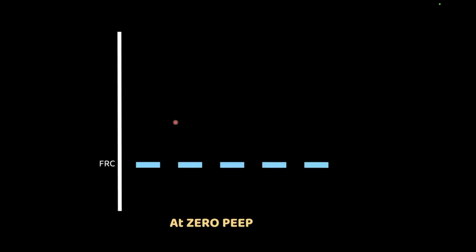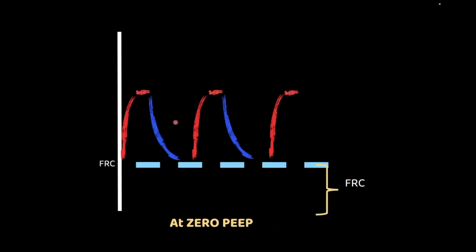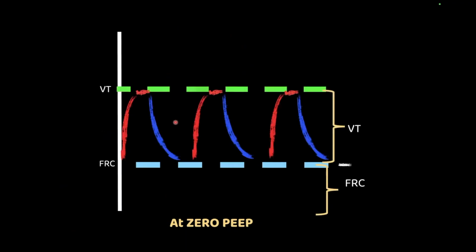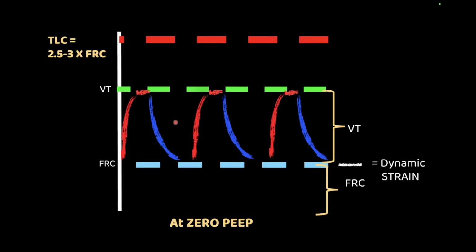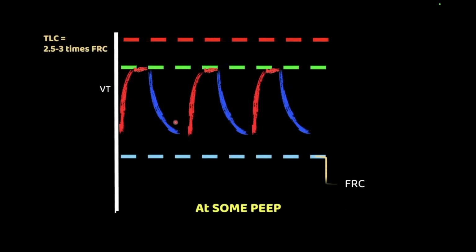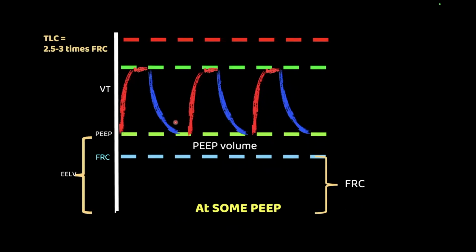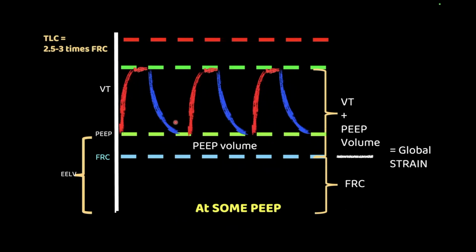Though at zero PEEP, suppose you measure the end expiratory lung volume, that is called FRC, and the tidal volume which is there on top of the FRC, when you take the ratio of them, that is basically the dynamic strain. And you have a total lung capacity which is roughly 2.5 to 3 times the FRC. When you apply a certain PEEP, you are basically introducing a PEEP volume in the system, and you have an end expiratory volume now, which is PEEP volume plus this FRC. While when you want to calculate global strain, that will be tidal volume plus PEEP volume divided by FRC. That will be the global strain.